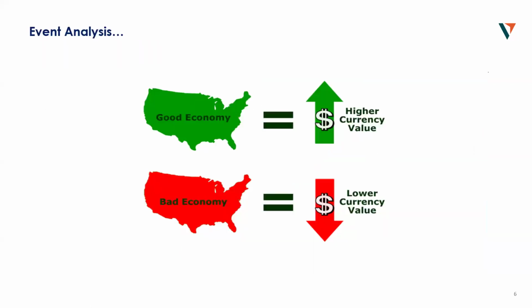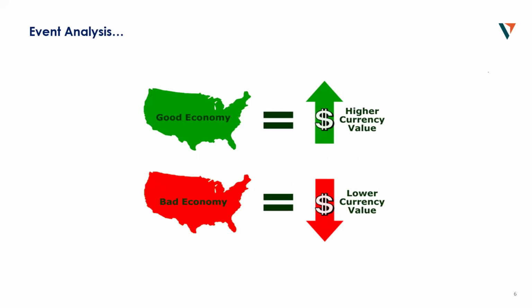So a good economy equals higher currency value. A good economy equals higher currency value. A bad economy equals lower currency value. So this is how you analyze an event. So we'll proceed, we'll get into the economic calendar right now to see where we find these events that we're talking about.